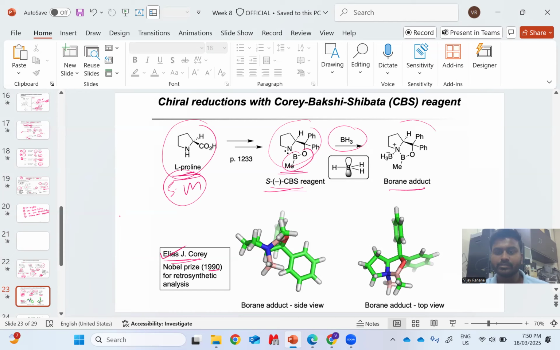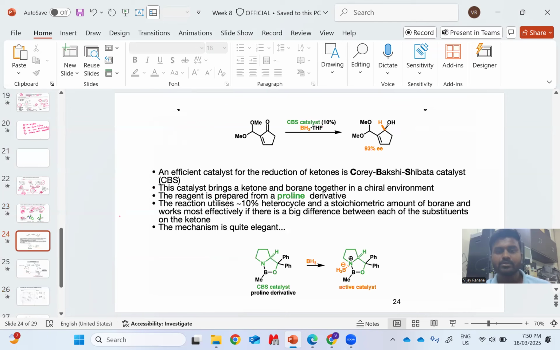This is the boron adduct, which is responsible for the hydride transfer across the carbonyl compound. You can see one example here. There is a carbonyl group, and you add the CBS catalyst, about 10 mole percent, with BH3·THF as the reducing agent. The hydride adds in a beta fashion, and the product is obtained with an enantiomeric excess of 93%, which is quite good.